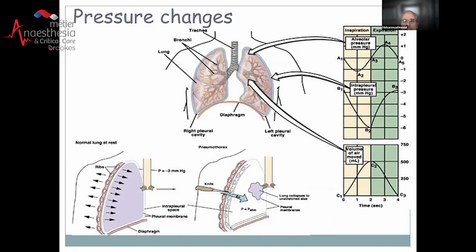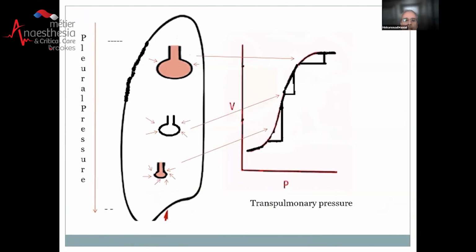Another thing to remember is that intrapleural pressure is negative and it becomes more negative at the end of inspiration. At the end of inspiration, it's about -6 as compared to the end of expiration, which is about -3. Another important concept of thoracic surgery is that the pleural pressure is less negative at the bases as compared to the apex.